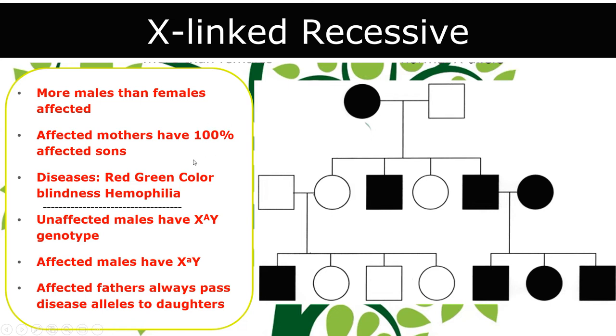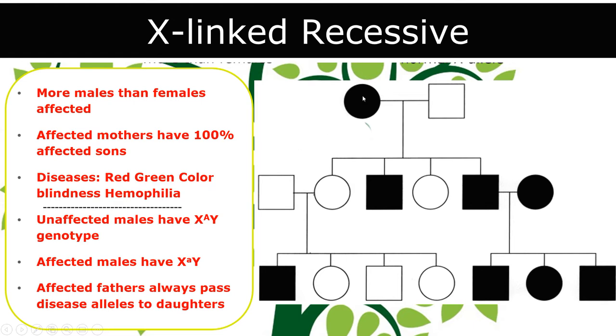The other way that you will know it is an X-linked recessive pedigree is if they tell you, hey, this is a pedigree of red-green color blindness, which we already know to be X-linked recessive, or they'll say this is a pedigree of hemophilia, which again is X-linked recessive, so you already know the inheritance of those 2.